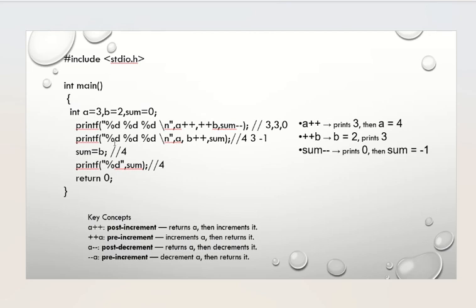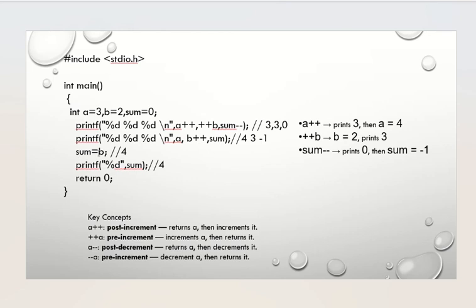See here, the next statement, printf of %d, a, b++ and sum. What is the value of a? The value of a here is 4. Next, what is the value of b++? Since it is a post-increment, the value of b already printed is 3, so here also b gets the value 3. Next sum. What is the value of sum? In the previous statement, sum--, the value is changed to sum equal to -1. So currently the value of sum is -1.